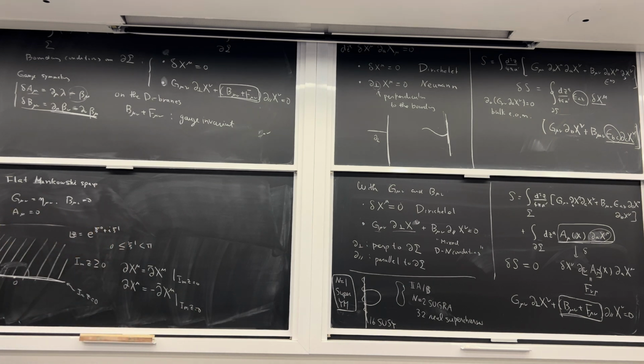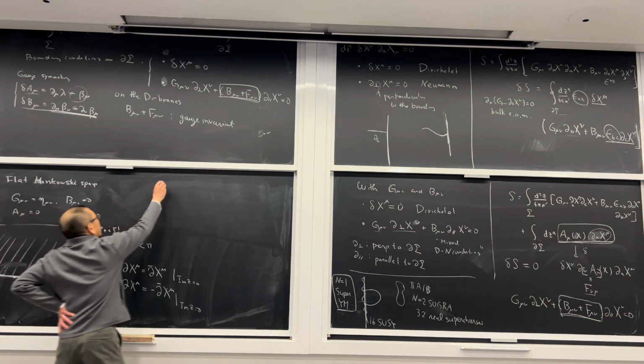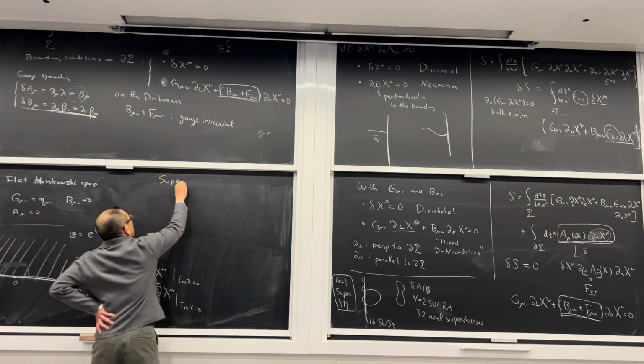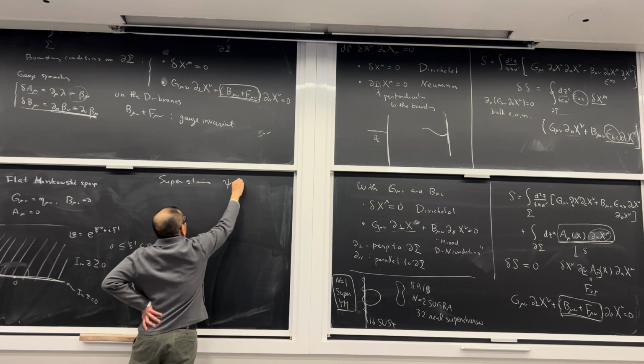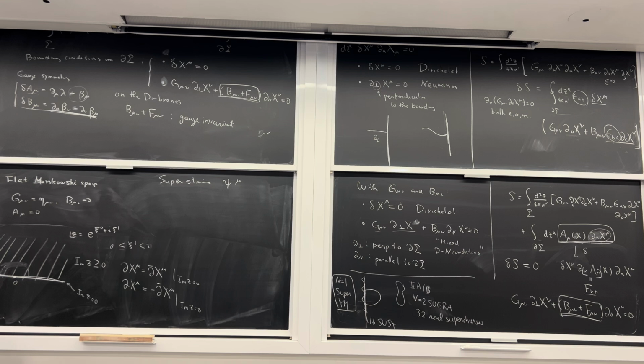Okay, this is what I should have said. Now, if you have a superstring, we should also worry about the boundary condition for fermions. And the boundary condition for fermions is imposed by requiring consistency of the worldsheet superconformal symmetry.